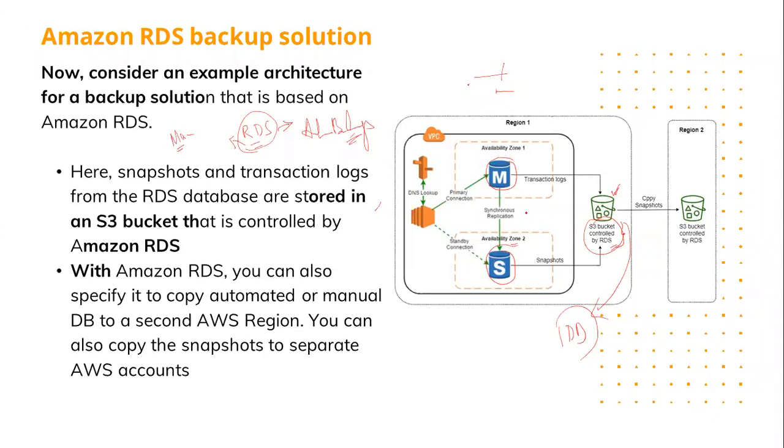So for high availability we will be using multi-AZ. For some reason, if the primary goes down, you have an automatic failover kind of secondary. But backups are basically for the backup. I mean, these snapshots are for backup, for data backup.